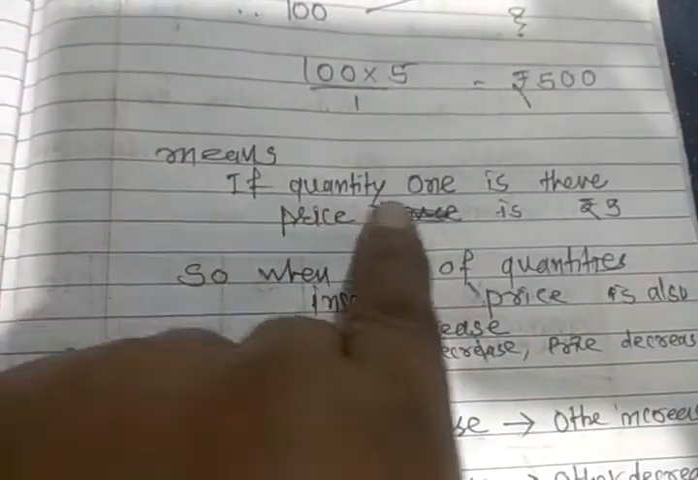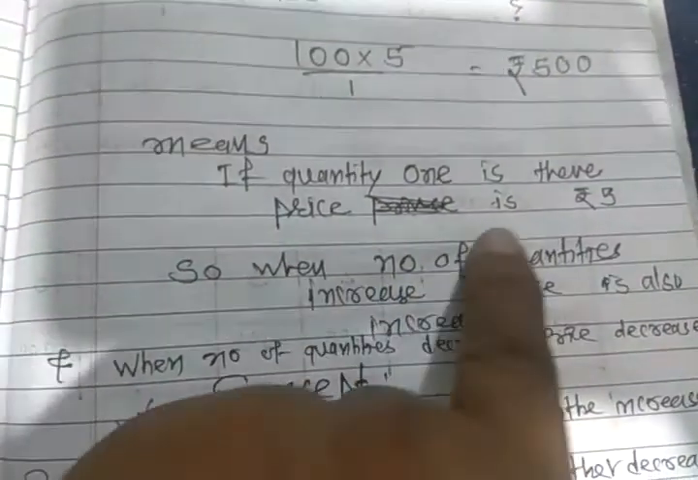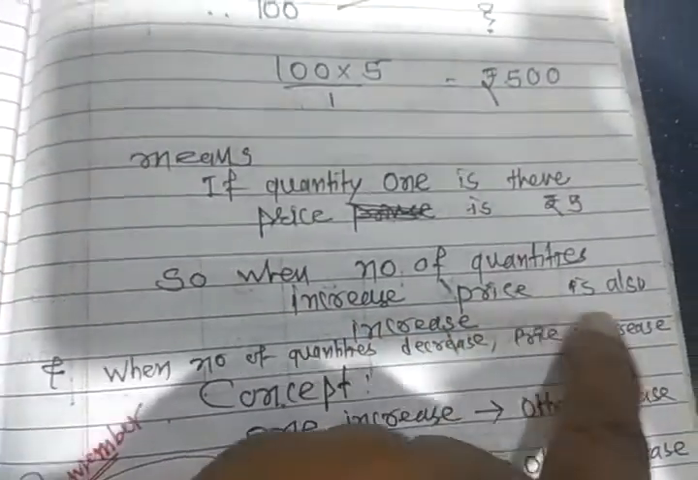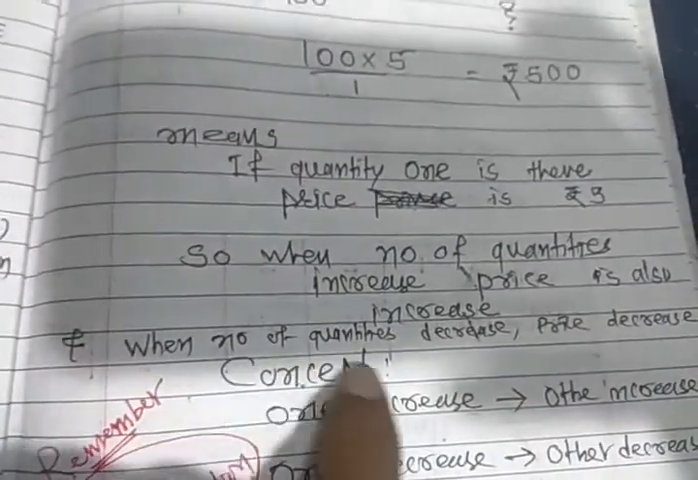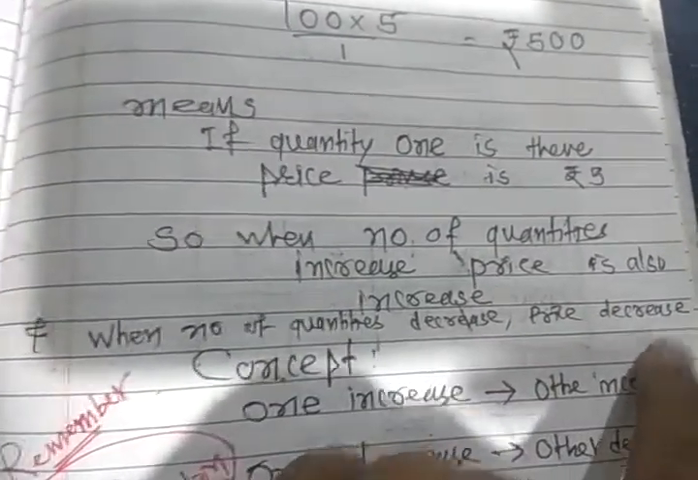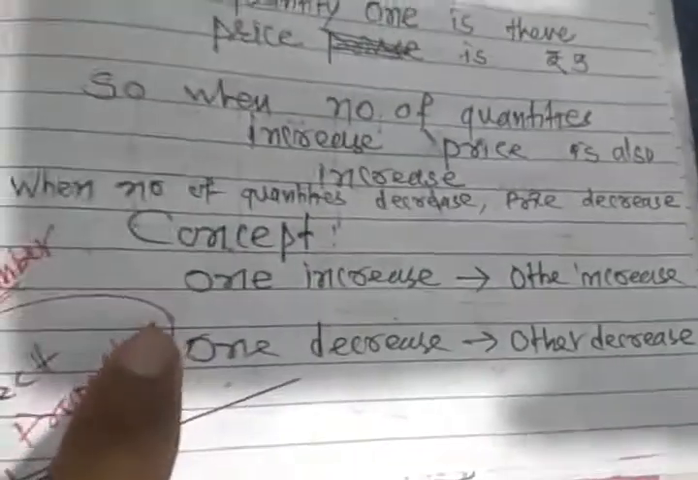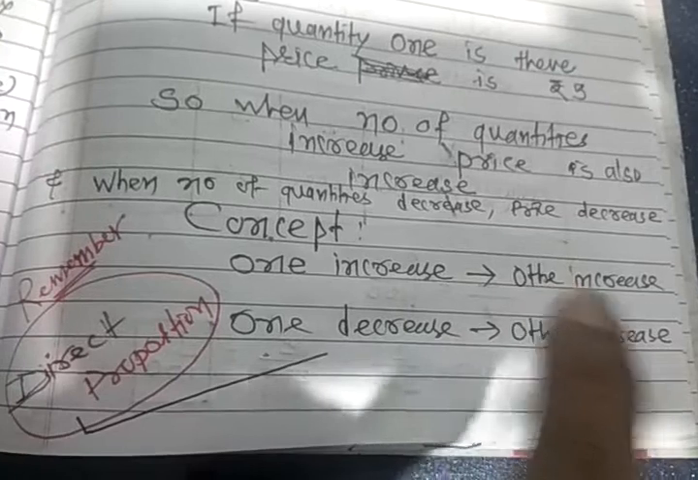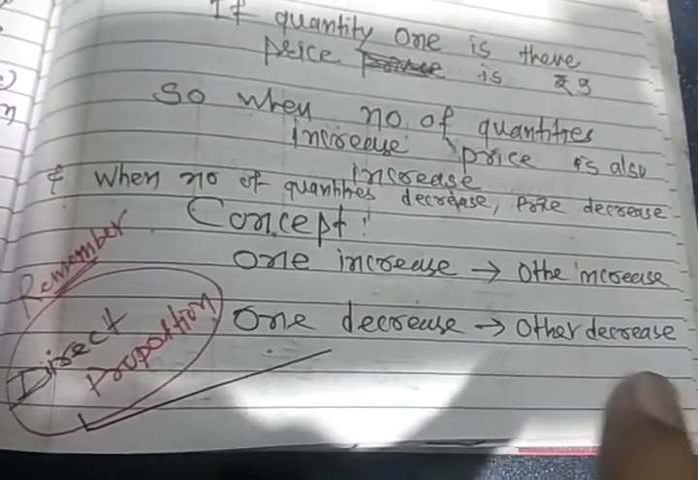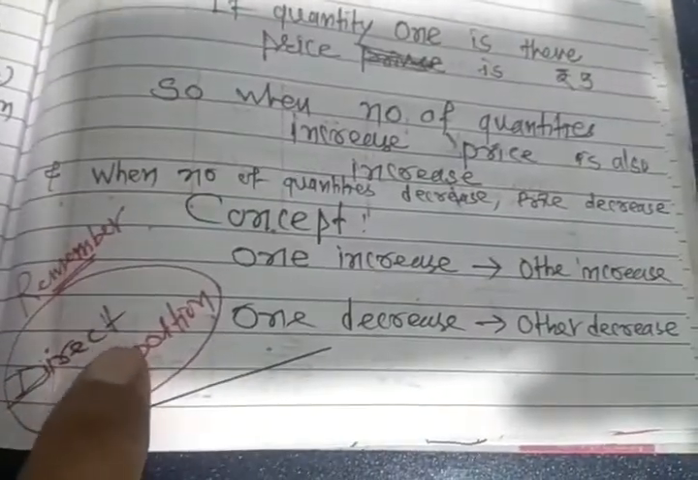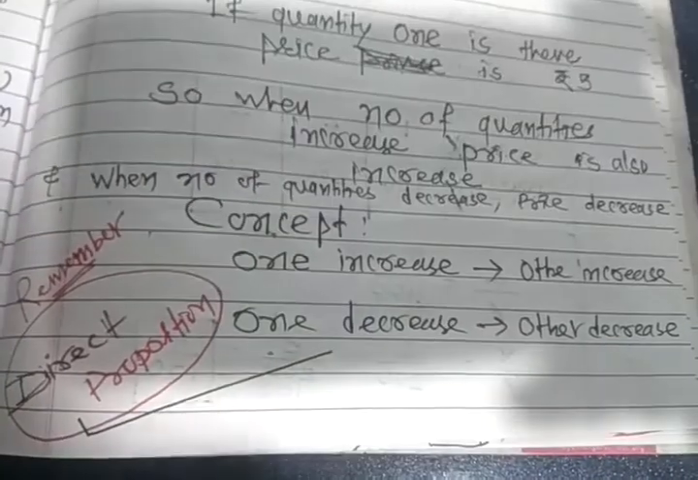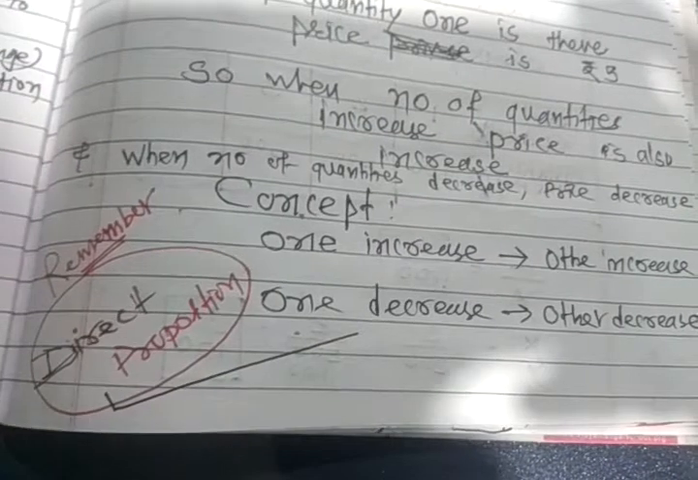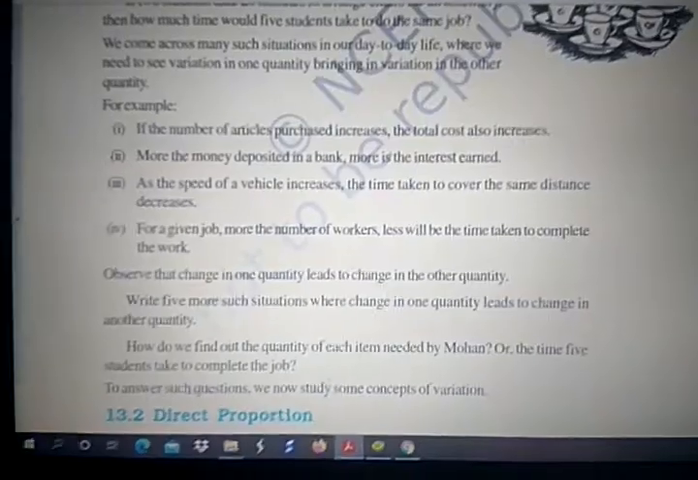You see, if one quantity is there, the price is rupees 5. So when the number of quantity increases, the price also increases. When the number of quantity decreases, the price decreases. So what is the concept? I have written the concept over here: one increases, the other increases; one decreases, the other also decreases, and it is known as direct proportion. Let us find another example also to understand direct proportion.